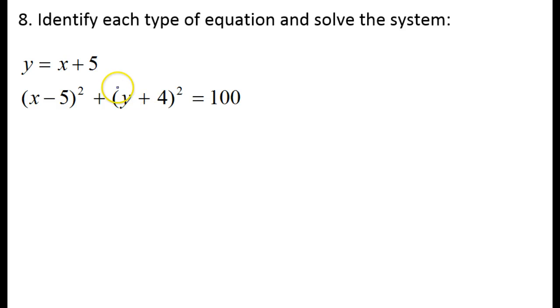Number 8, we have a line and a circle. So this is a line, y equals mx plus b, and this is a circle. And I know that because the coefficients are both 1. The coefficient of 1 and a coefficient of 1. Okay, so this is a circle. Let's find the intersection points.